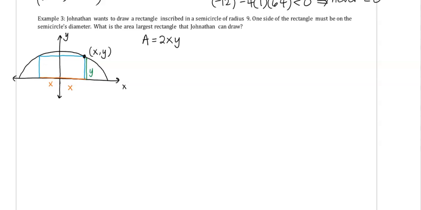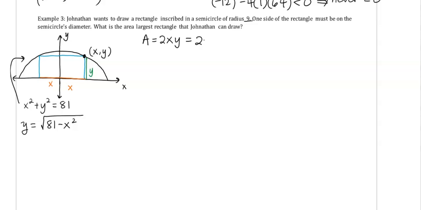Now let's talk about how we can rewrite that so that we can optimize this area. The equation of that semicircle is, well, generally speaking, the equation of the whole circle with radius 9 would be x squared plus y squared is equal to 81. So we only have the top half, so solving for y and taking the positive square root gives us the square root of 81 minus x squared.